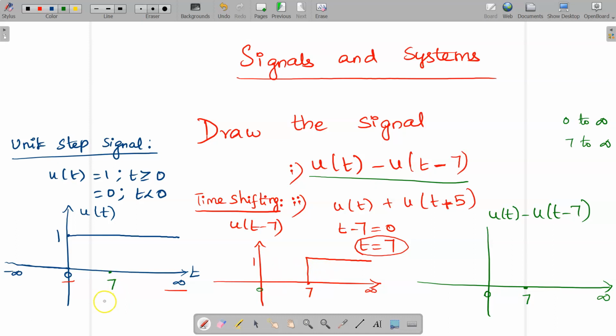So what happens from 0 to 7? What is the amplitude of u of t? It is 1. From 0 to 7, what is the amplitude of u of t minus 7? It is 0. So 1 minus 0 I have to take, because I have u of t minus u of t minus 7. Here it is 1, here it is 0. So 1 minus 0 is nothing but 1. So in simple terms, I can write here u of t minus u of t minus 7.